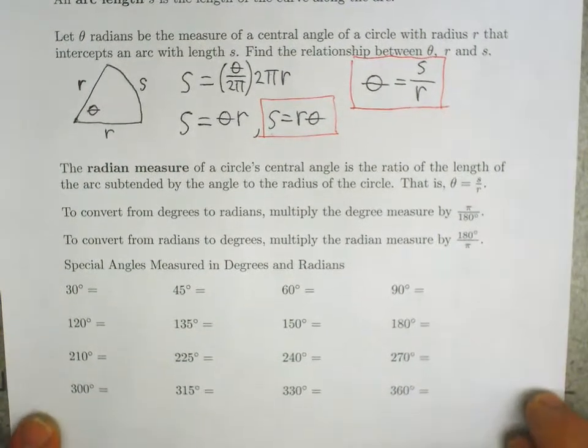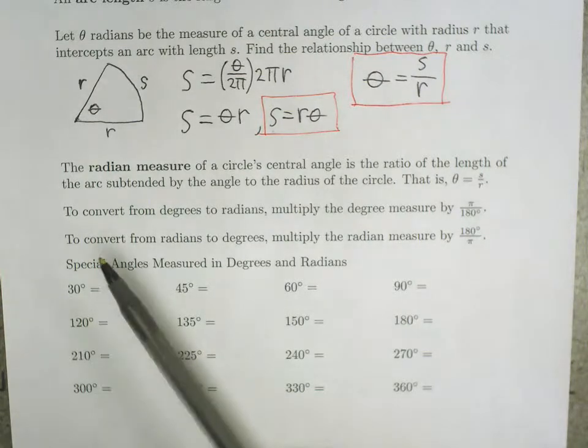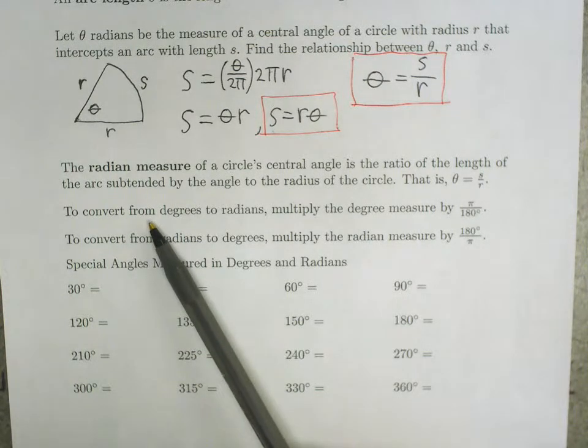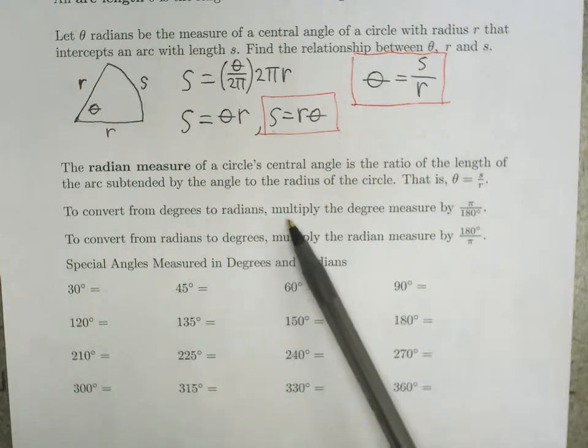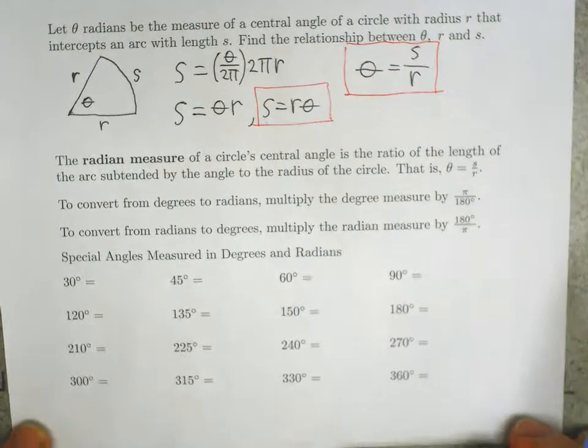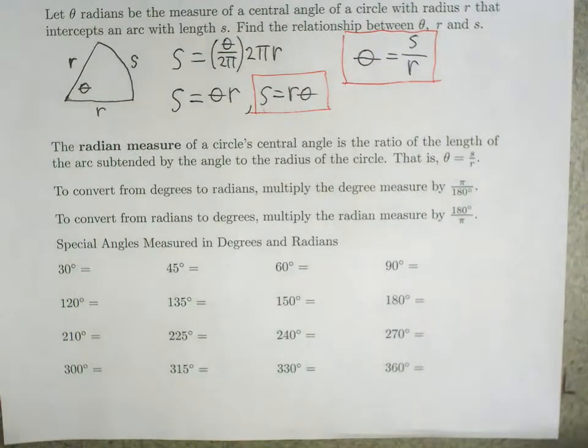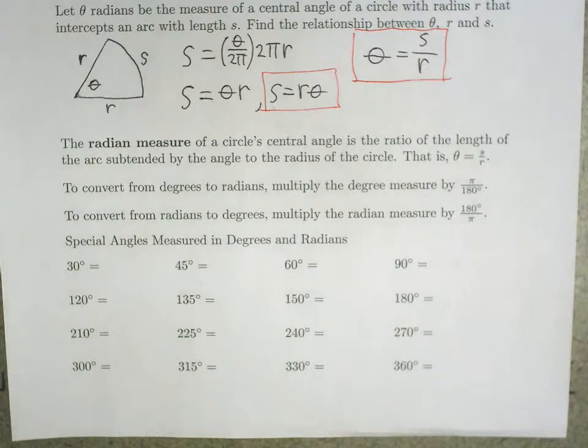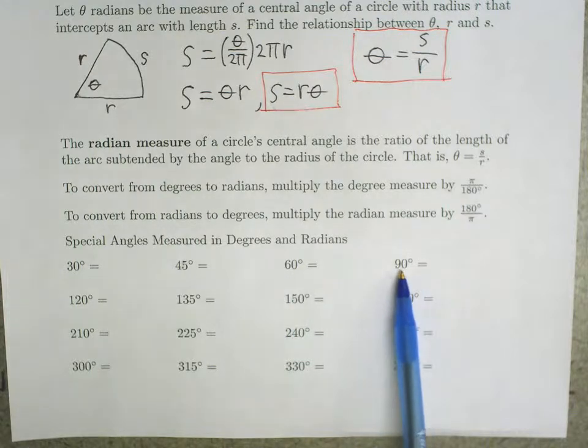One of the things you'll want to be able to do is convert an angle measured in degrees to radians, and you can do that if you multiply the degree measure by pi divided by 180 degrees. So we'll do that. There are some special angles that you'll want to make sure that you're familiar with. All of these are special angles: 30 degrees, 45 degrees, 60 degrees. Notice that 30, 45, and 60 degrees are in the first quadrant. 90 degrees is a quadrantal angle.